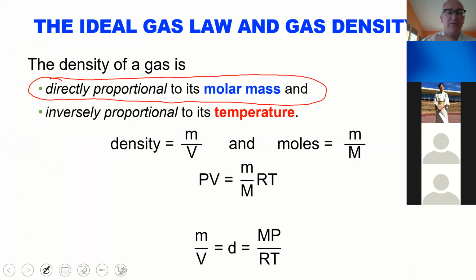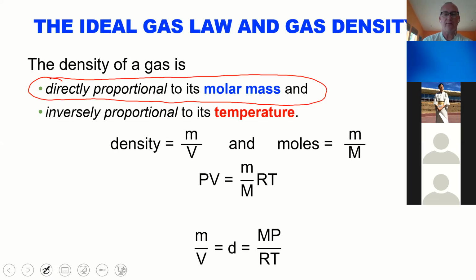And it's inversely proportional to the temperature. So if the temperature goes up, the density goes down, because as the temperature goes up, there's more space in between the molecules, and the density is going to decrease.